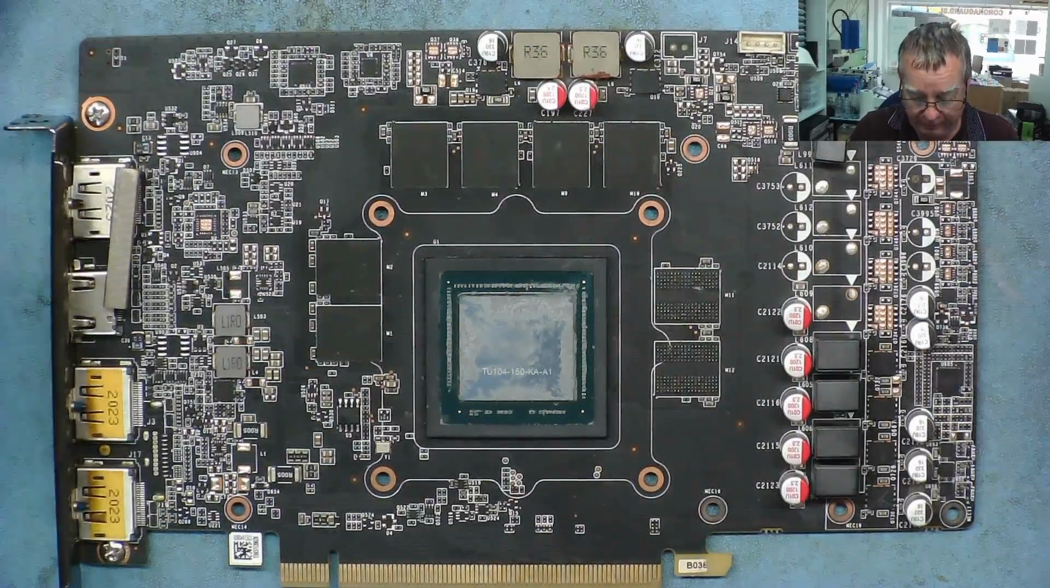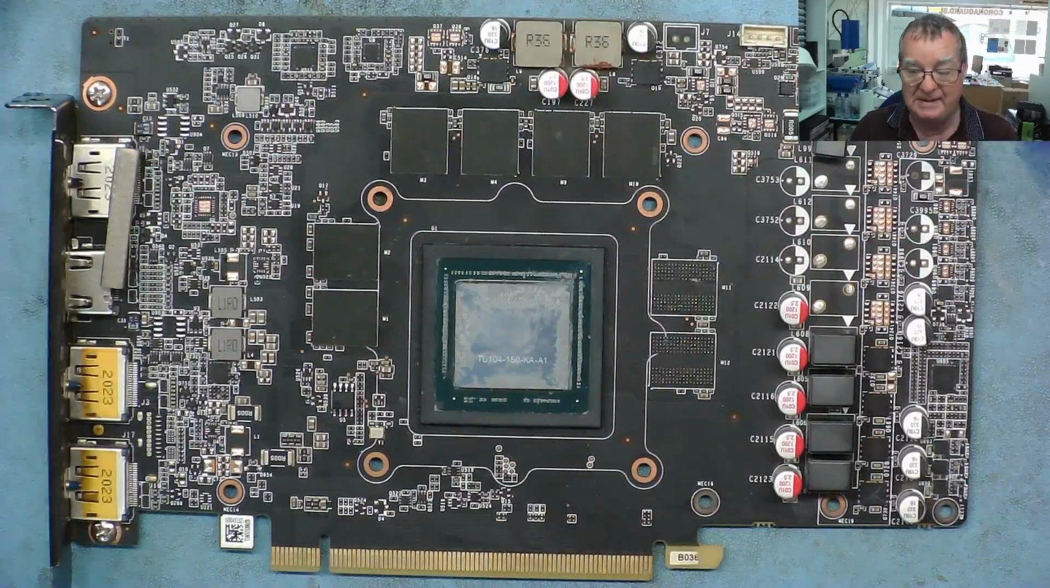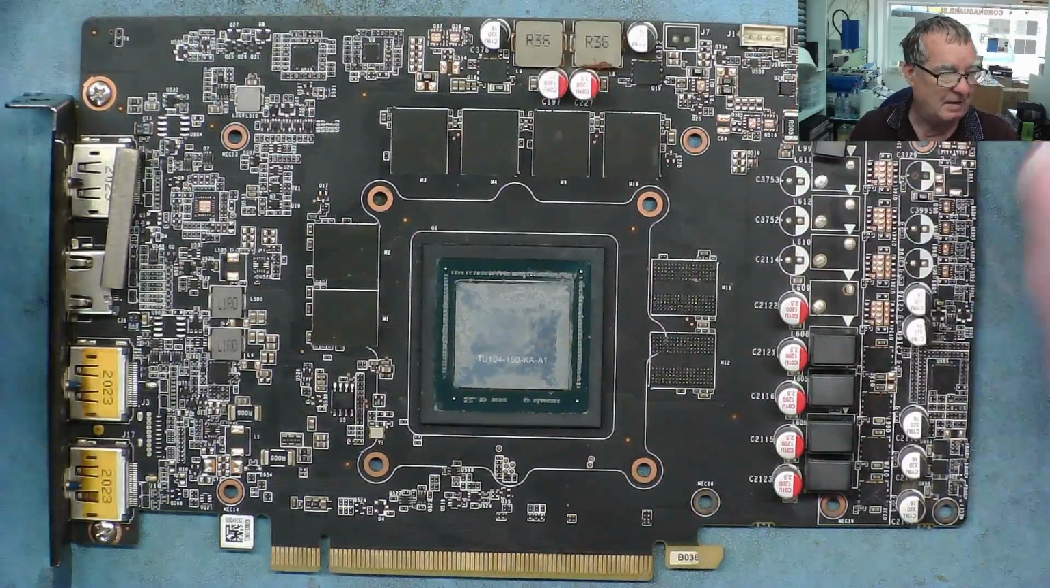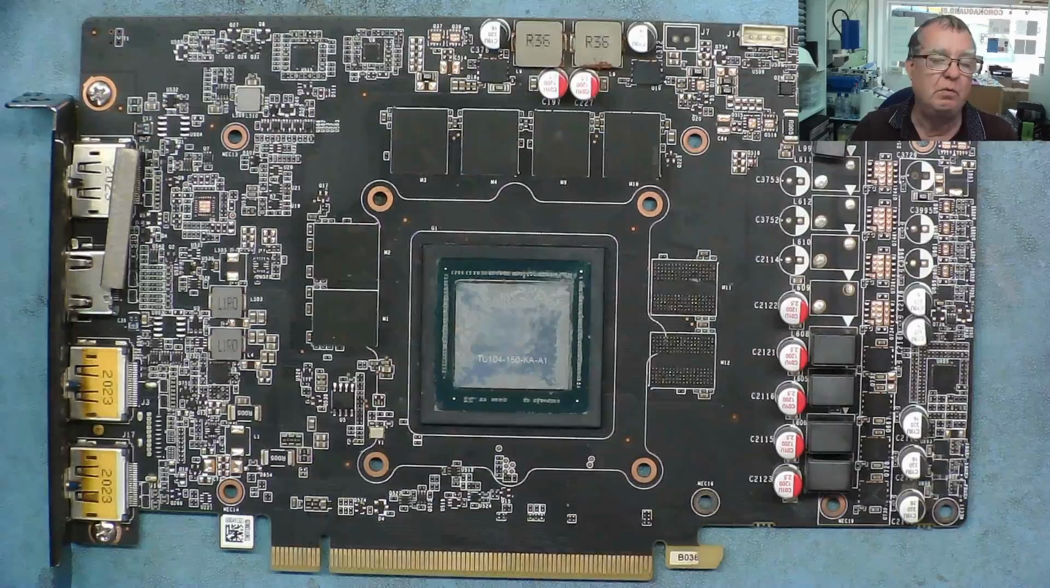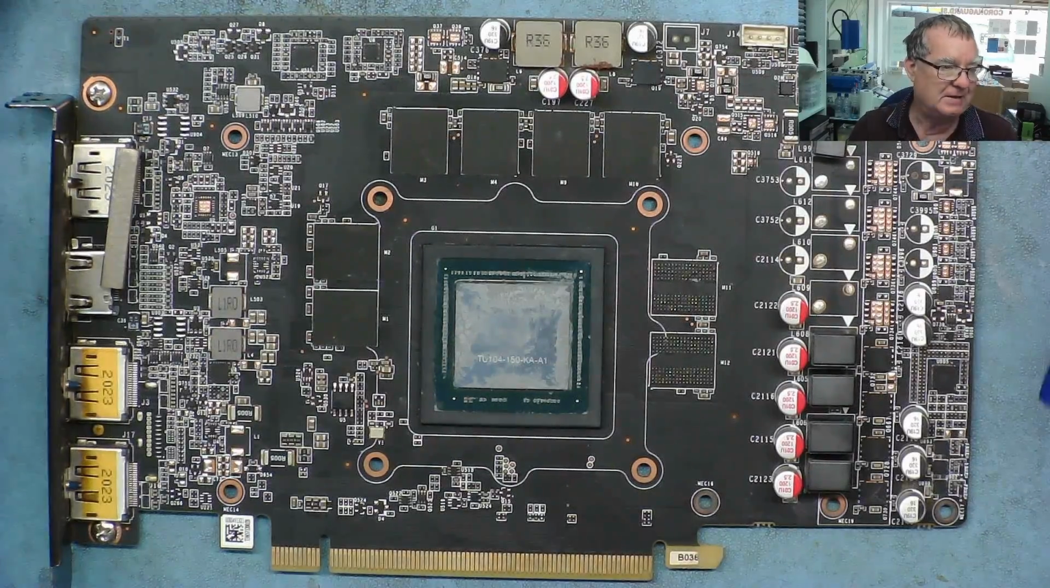So first, let's have a look at the graphics card. It's an RTX 2060. Let's see what is wrong with this graphics card, although I've already told you, and then let's look at the various ways in which we can actually trace the short circuit component.